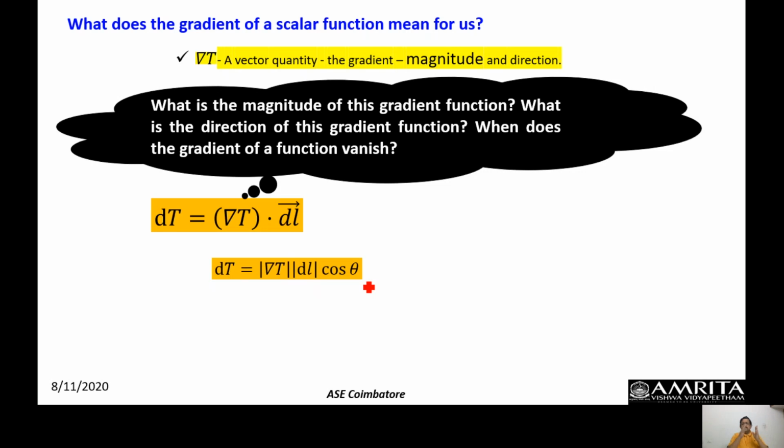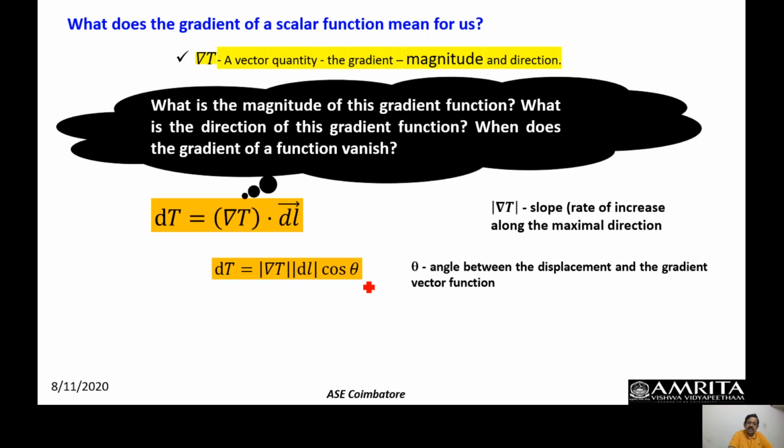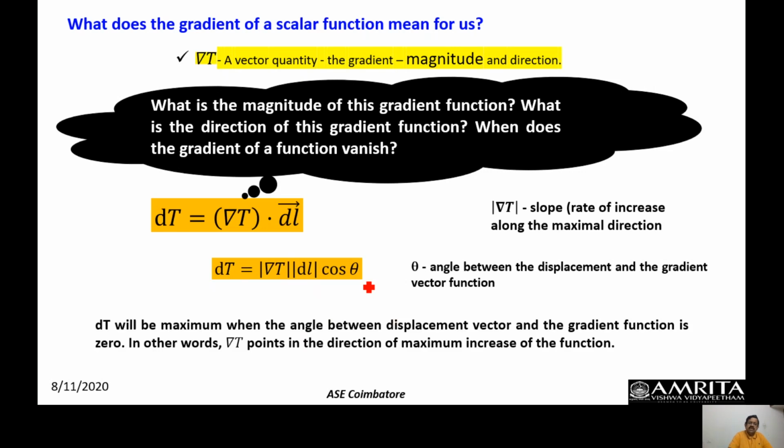What it means is, let us say I stand somewhere and I look around in directions around me. The direction along which this function varies maximum will be the direction of the gradient. Theta is the angle between del T and dl. Now dT will be maximum only when the angle between the displacement vector and the gradient is 0. In other words, del T should point in the direction of the maximum increase of the function. That is what it should be.